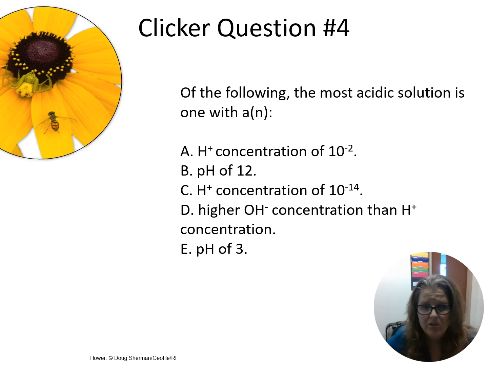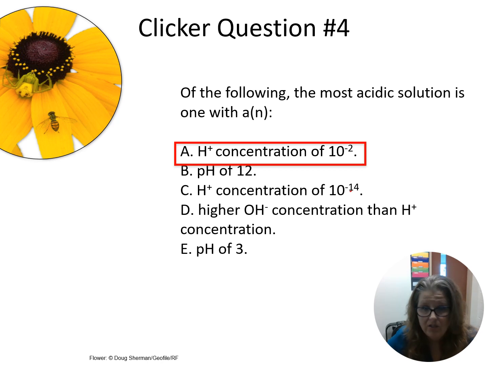All right, take a moment to read this. If you need to, pause the video, pull up the PowerPoint, or rewind the video back to the pH scale. So which is the most acidic solution? The most acidic solution is one with what? And the answer is an H plus concentration of 10 to the negative 2.